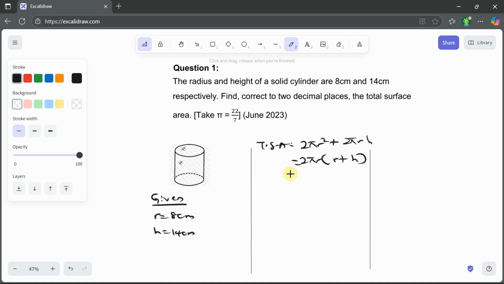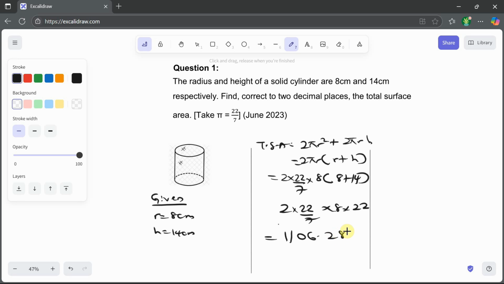Now we can substitute. This is equal to 2 times 22/7 times r, which is 8, open brackets, 8 plus 14. So that is 2 times 22/7 times 8 times 22, since 8 plus 14 is 22. Take a calculator and punch this: 2 times 22 times 8 times 22 divided by 7. This will give you 1106.2857 centimeter squared, because it's a surface area.